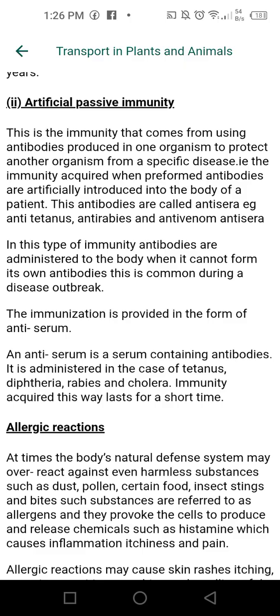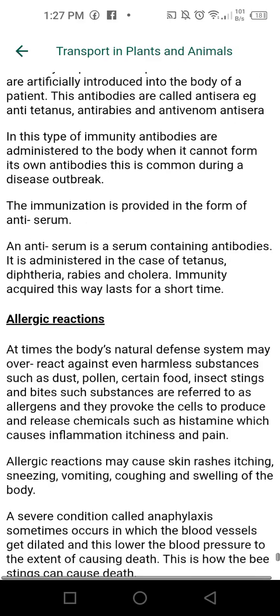In this type of immunity, antibodies are administered to the body when it cannot form its own antibodies. This is common during a disease outbreak. The immunization is provided in the form of anti-serum. An anti-serum is a serum containing antibodies. It is administered in the case of tetanus, diphtheria, rabies and cholera. Immunity acquired this way lasts for a short time.